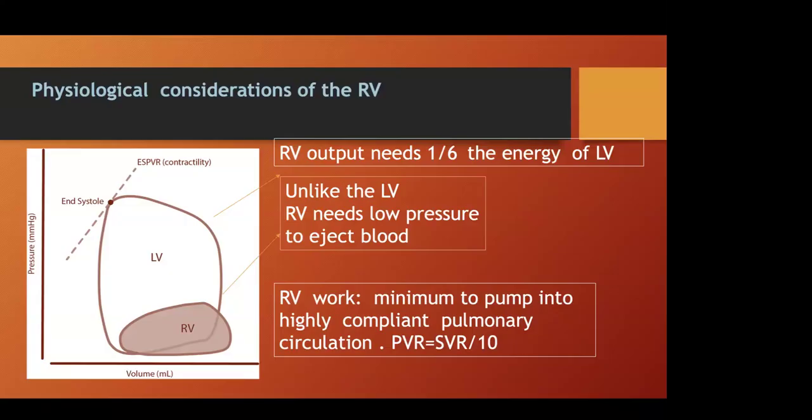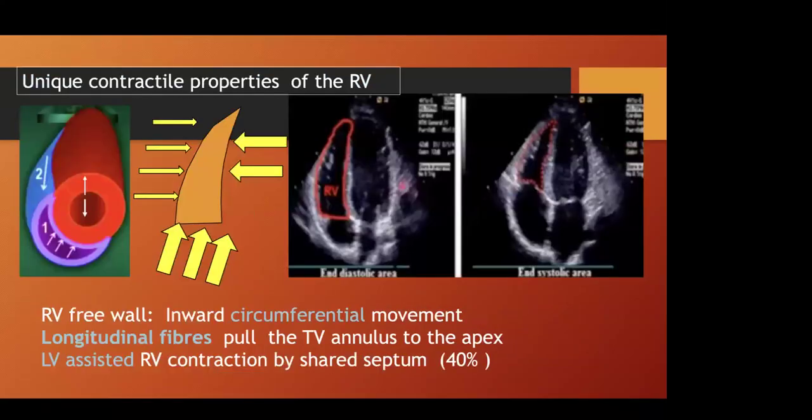You should also remember there are different contractile properties of the right ventricle. The right ventricular free wall has several contracting properties. One is the longitudinal fibers, which is this part, which helps pull towards the apex. This is what we measure with TAPSE, and it has other contraction methods from the LV.